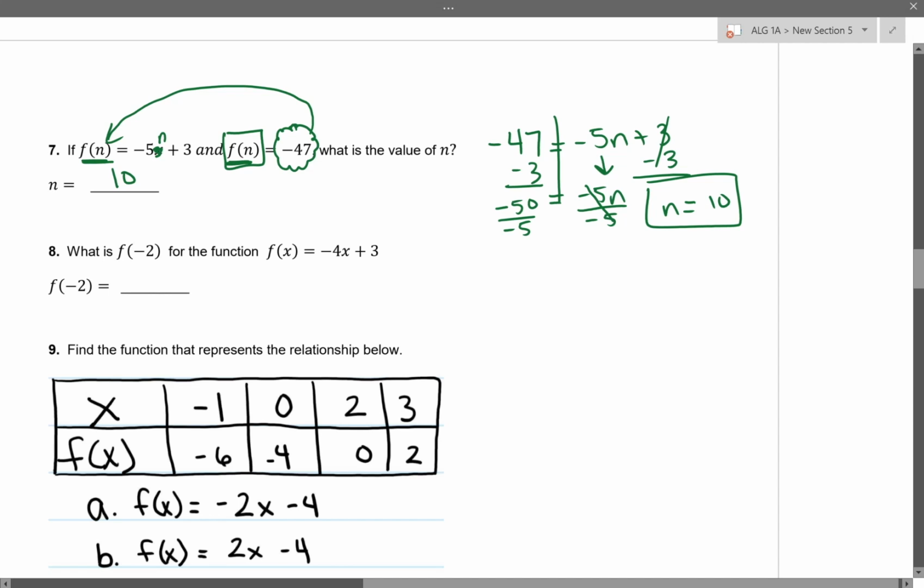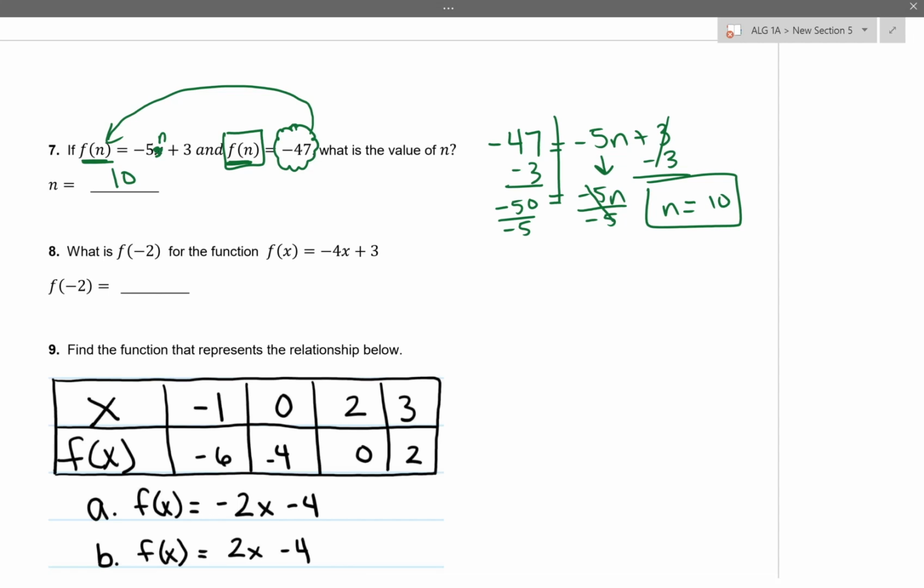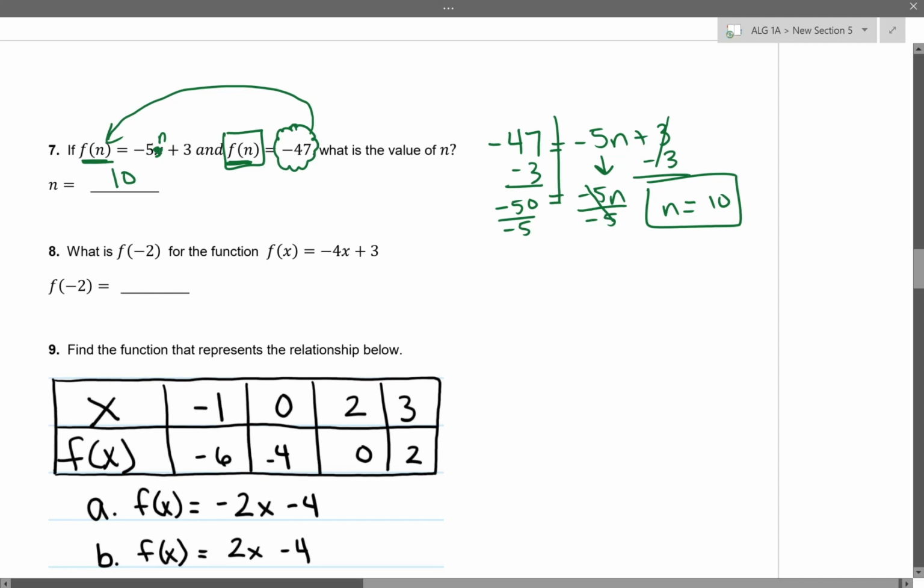Okay, there's another problem just like it, except this one doesn't say that f of x equals. This one says, what is f of negative 2 for the function f of x equals negative 4x plus 3. So really quickly, notice the difference between these two questions. One of them has this value right here. The other one has the answer. So notice how these two are different.